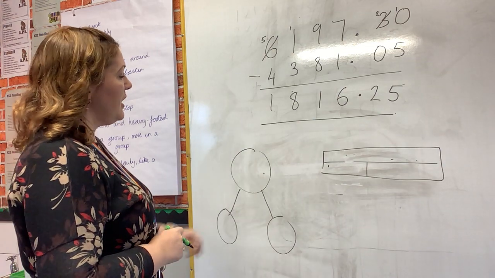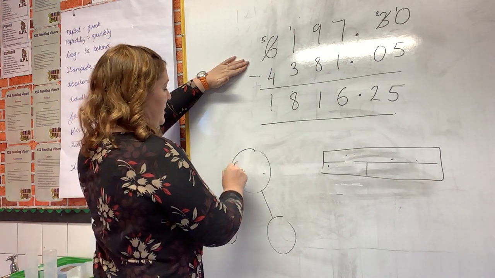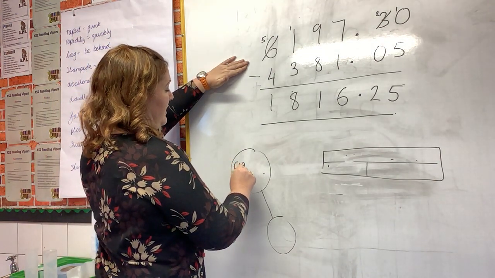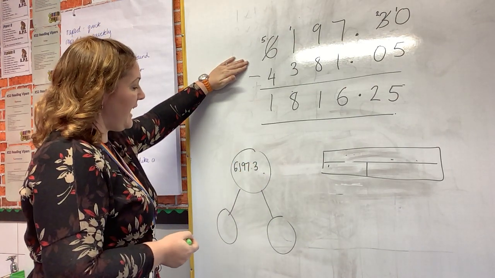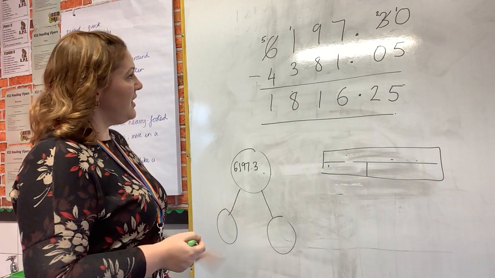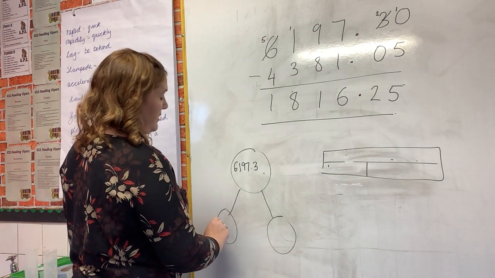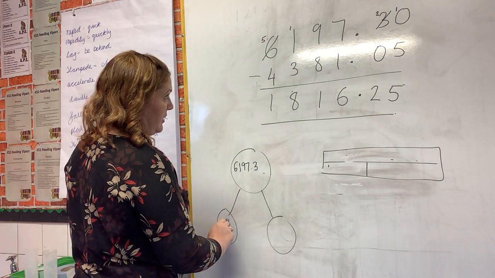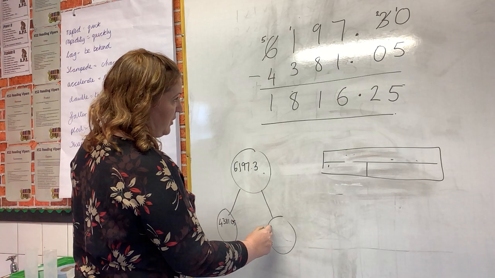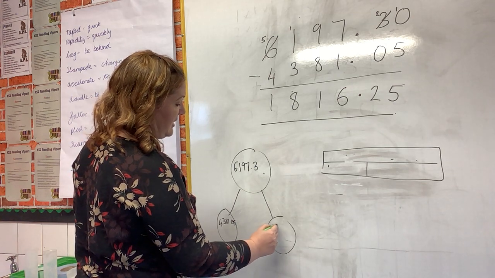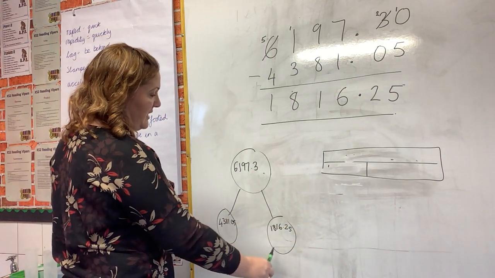If I was going to do this as a part whole model, the number that would go in the top, my total, the thing that I'm taking away from in the first place, is the biggest number. So it's 6,197.3. Again, you could write the 0 if you want to. And the two parts that I've subtracted are these two parts. So I have subtracted 4,381.05, which has left me with 1,816.25.